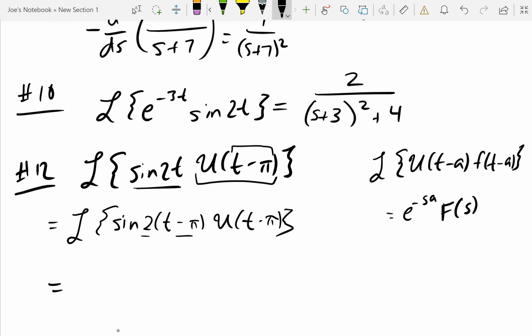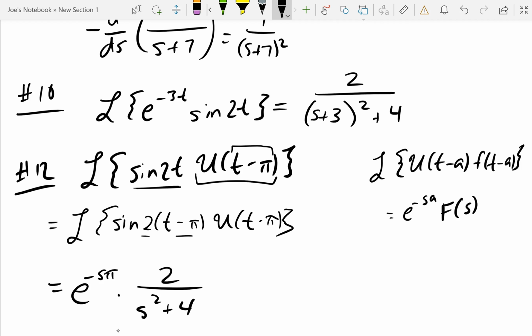And now when we do our Laplace transform, the u of t minus pi part becomes e to the negative s times pi, or pi times s, whichever way you want to write it, times the Laplace transform of just sine of 2t, which for us will be 2 over s squared plus 4.